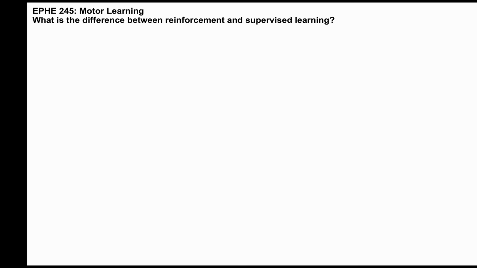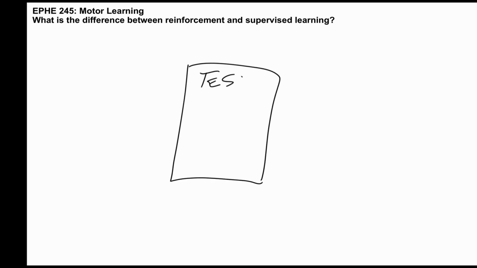Imagine you write an exam and you get your test back from your teacher. In a reinforcement learning situation, you would just find out whether you got an A or a D, and you'd get no information about what you did wrong. However, in a supervised learning situation, you would get specific information that this here was right and this here was wrong, allowing you to modify what you do next based on that information.